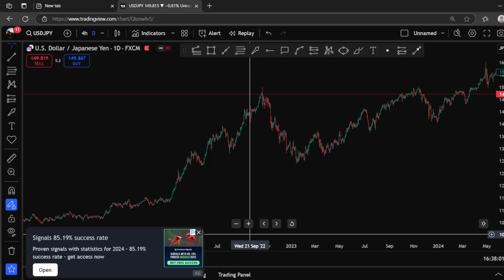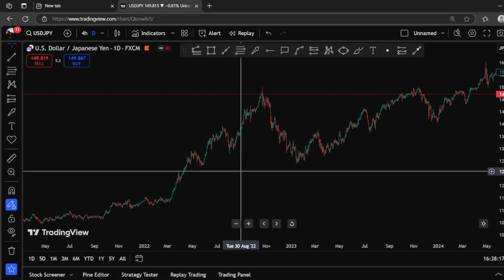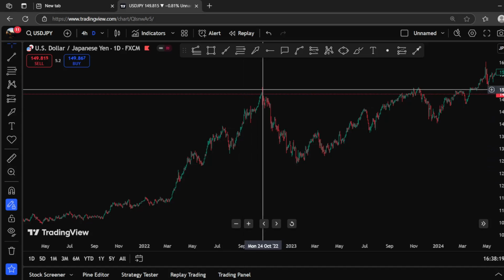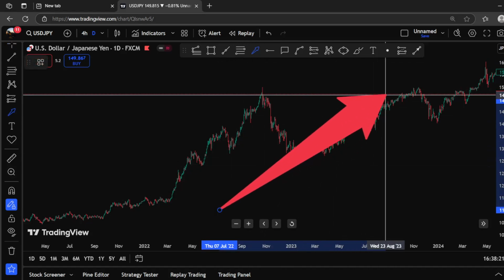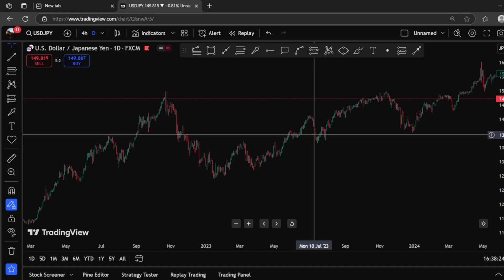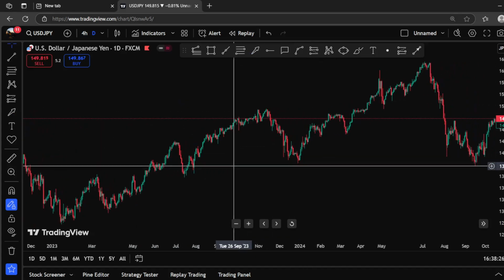So this is the US dollar against the Japanese yen, and we are starting at a daily chart. The first thing I do, like I always say, is identify your trend. And this is a clear uptrend. Everyone can see that this is an uptrend. So uptrend, that's the first thing we do, identify.